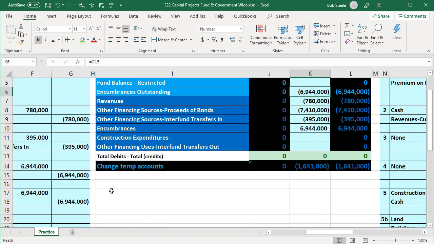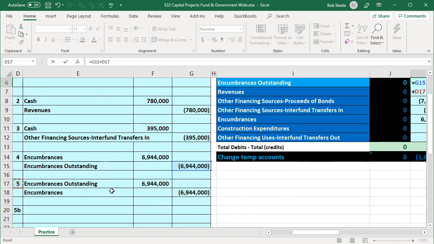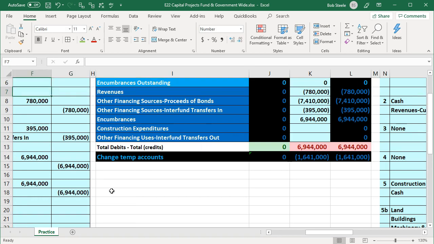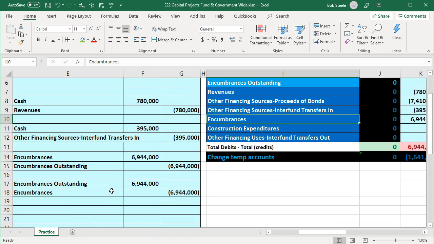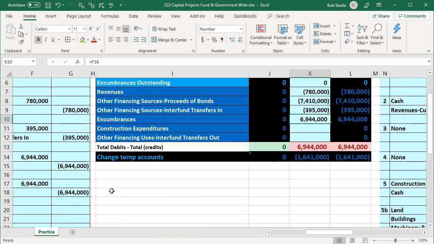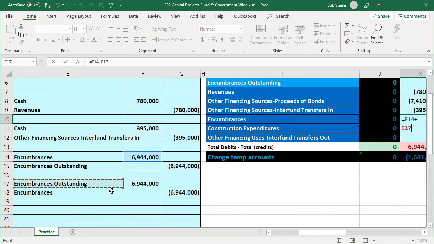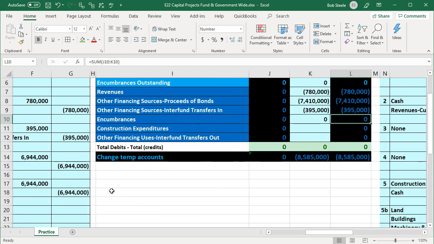We're going to scroll back up to cell K6. I'm going to do this with the keyboard again, F2 plus F2. Scrolling back down, we're going to pick up the debit of encumbrances outstanding and enter. And then the next item, of course, is the encumbrances. Here we are in encumbrances in K10. I'm going to say F2 plus F2. Scrolling back down, we're going to pick up the credit of the encumbrances and enter. That brings it back down.